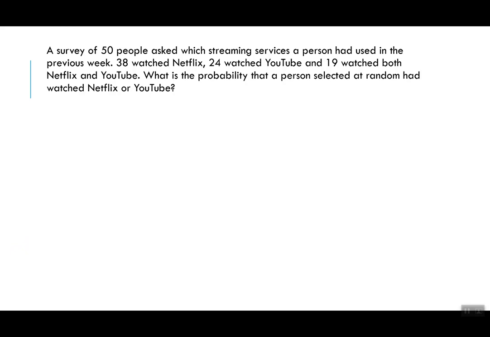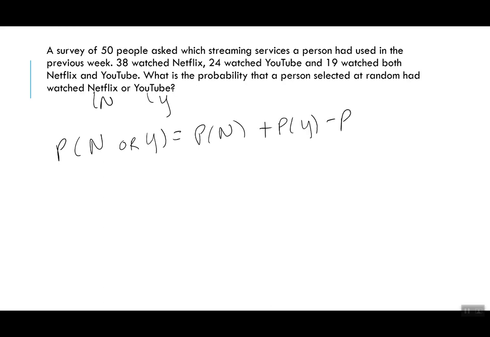38 watch Netflix, 24 watch YouTube, 19 watch both. What's the probability a person selected at random had watched Netflix or YouTube? I'm going to call Netflix N. I'm going to call YouTube Y. Using our formula, we would have the probability of N or Y will be the probability of N plus the probability of Y minus the probability of both, which is N and Y.